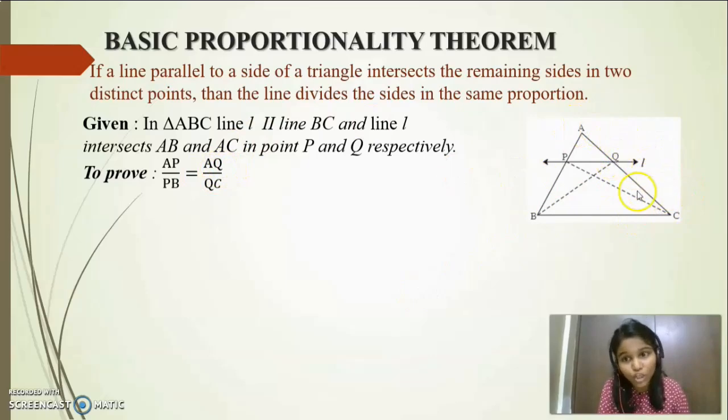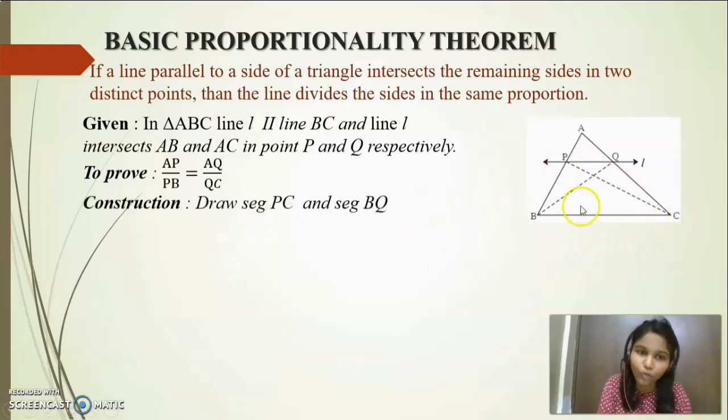Similarly, on the right hand side, you want AQ upon QC. Again the same logic will apply. You have to make these the bases of two triangles. You have one triangle but you don't have another triangle. So that's the reason why we are joining PC. So what will be your construction? Construction will be to draw segment PC and segment BQ.